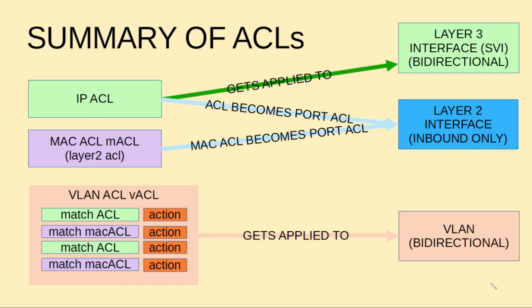As a summary of what we saw in this session, remember that IP ACLs can be applied to layer 3 interfaces, for instance SVIs, and these are usually bidirectional. But we can also apply IP ACLs and MAC ACLs to layer 2 interfaces. In this case, they are known as port ACLs, and these operate only in the inbound direction. And we can configure VLAN ACLs and we can apply them to VLANs. In this case, remember that these will operate in both directions.